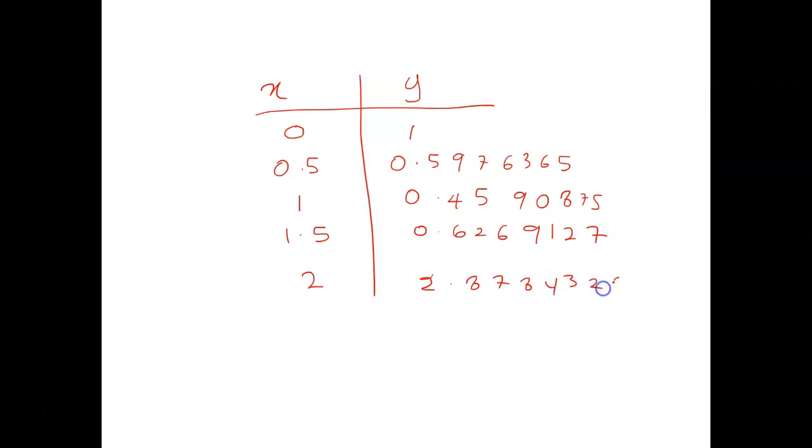So again, the Heun method with iteration can be quite confusing. So please be careful in solving the answers for each X. All right, good luck. Thank you.